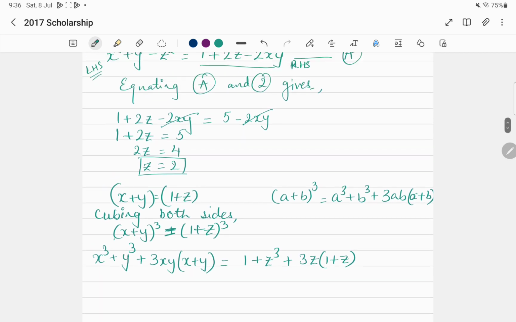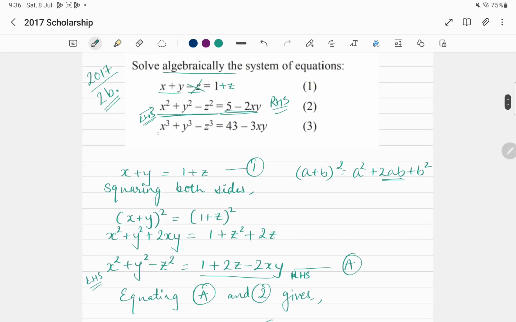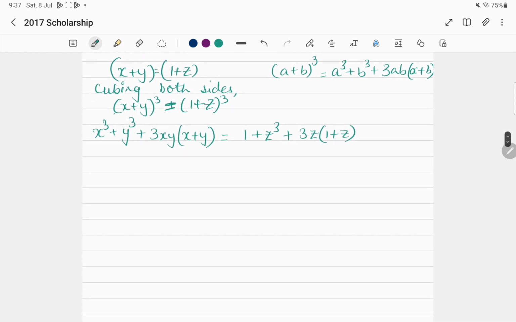Now again, we will try and equate it to the left hand side. So on the left hand side we are trying to get the same, so we can equate the right hand sides. All right, so we can write x cubed plus y cubed minus z cubed is equal to 1 plus, so that z is used, but the other things are still there, 3z(1 plus z), and this value when it goes here will be 3xy(x plus y).